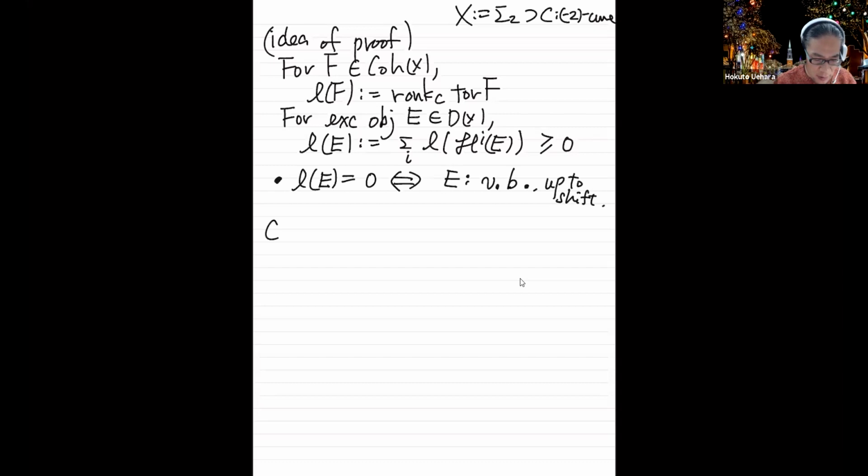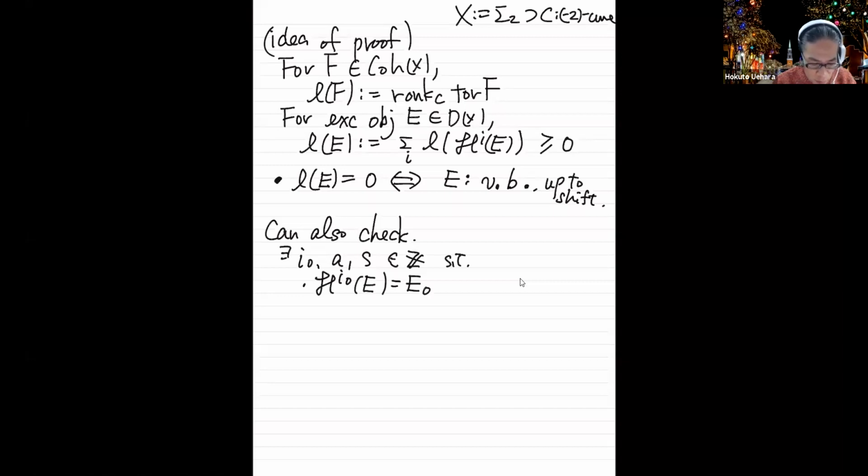So we can also check that there exist integers I0 such that I0's cohomology of E is E0 plus T, where E0 is an exceptional sheaf and T is a torsion sheaf.